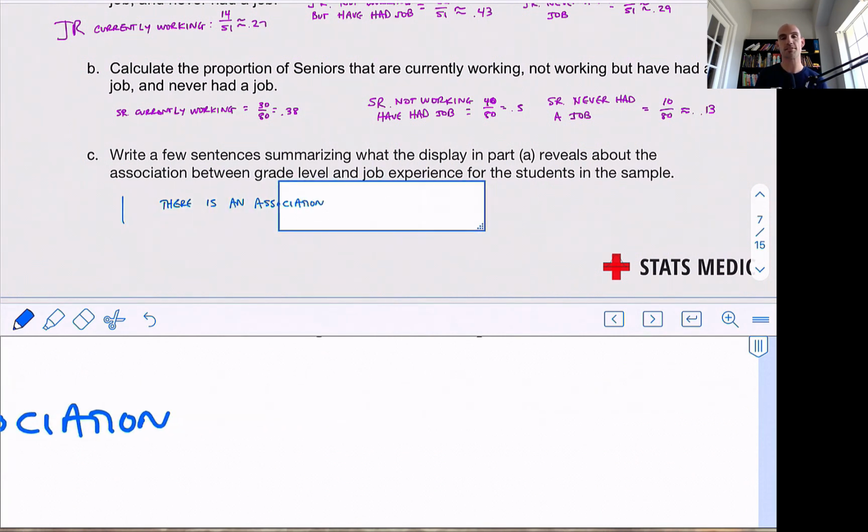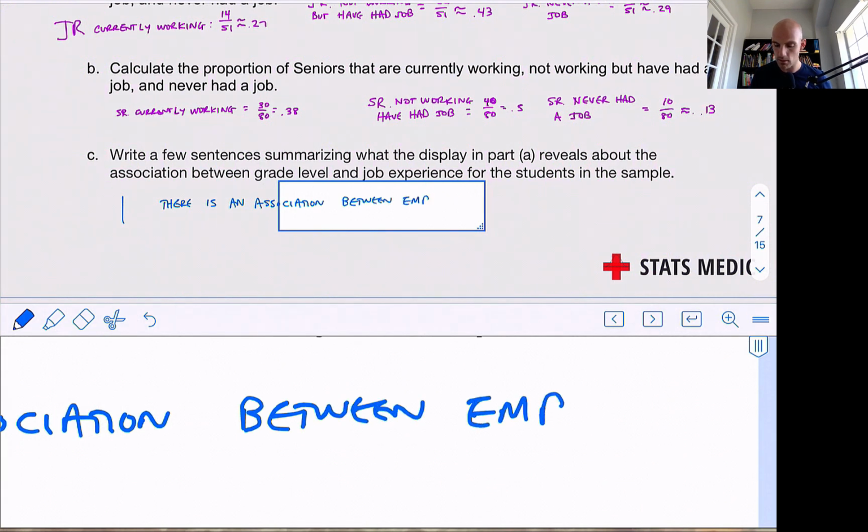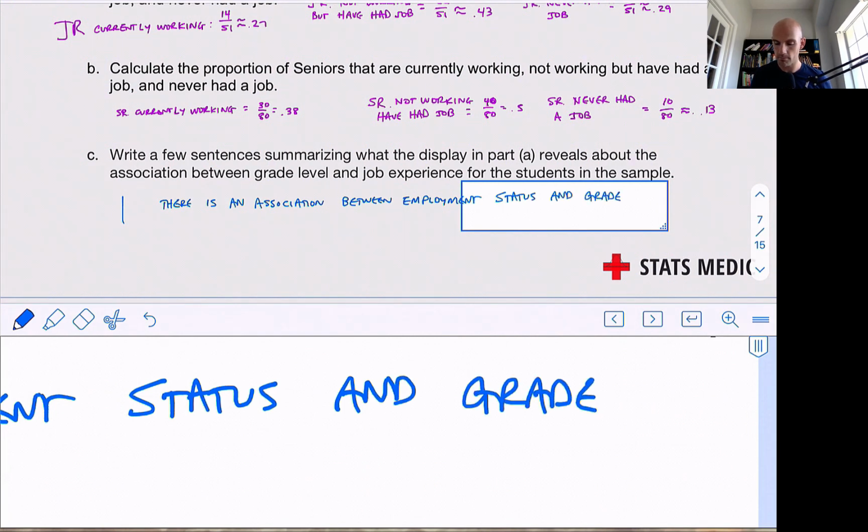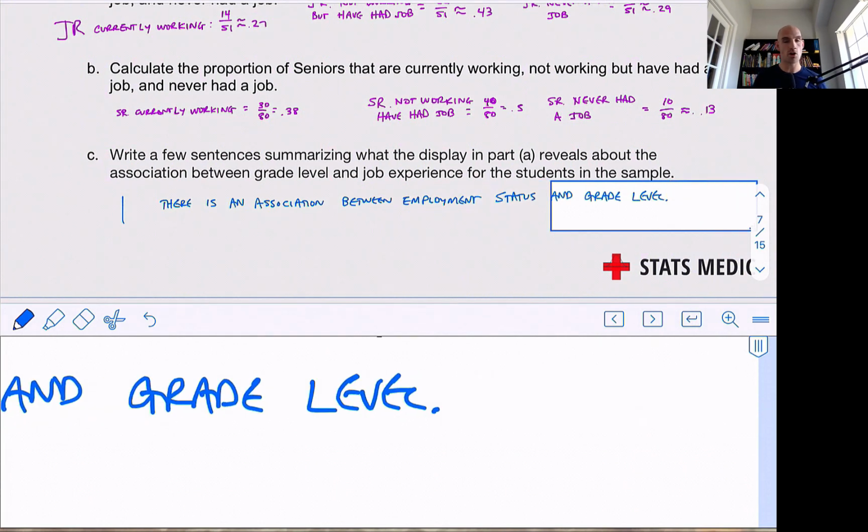An important thing in AP statistics is not to just say there is an association. You have to say between what and what. So you should say between employment status and grade level. Why is that? So knowing whether or not a student is a junior or senior impacts their employment status.